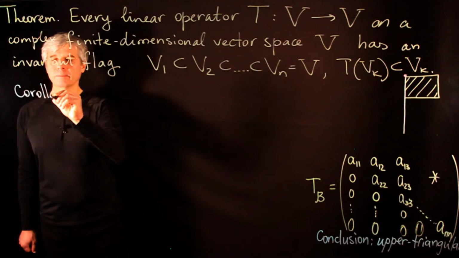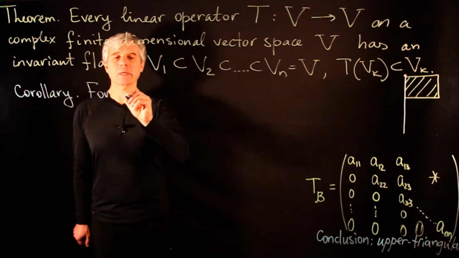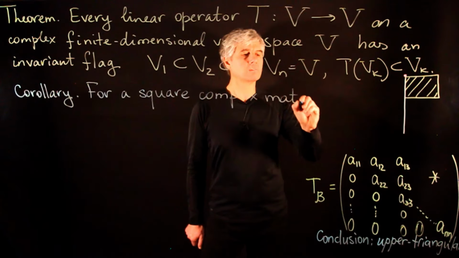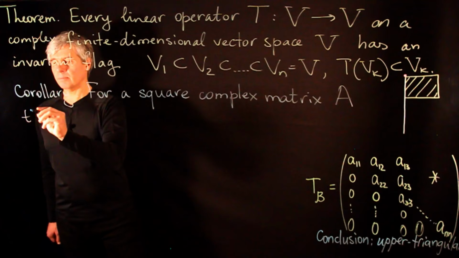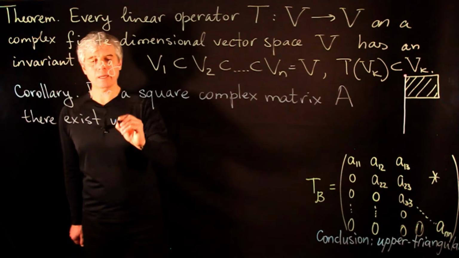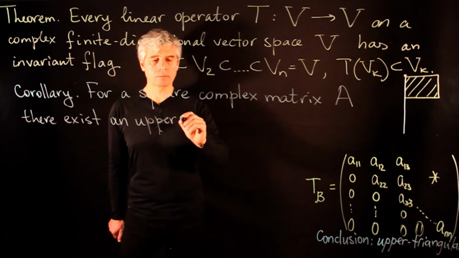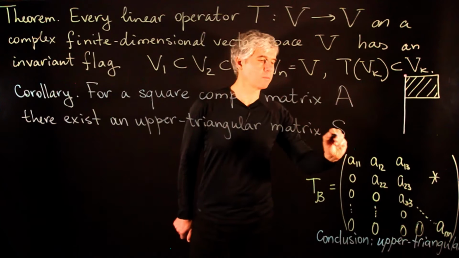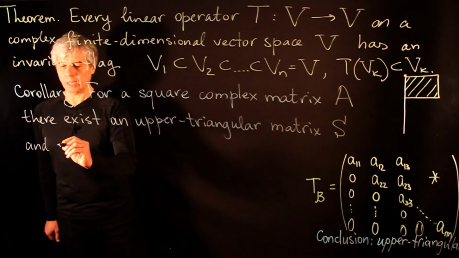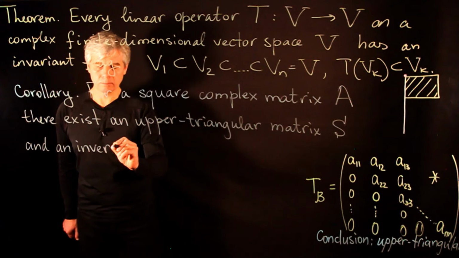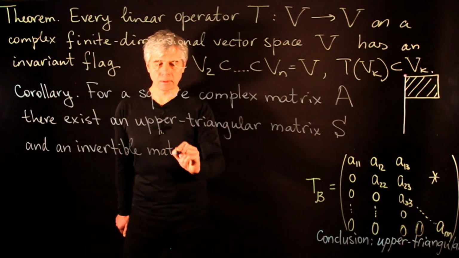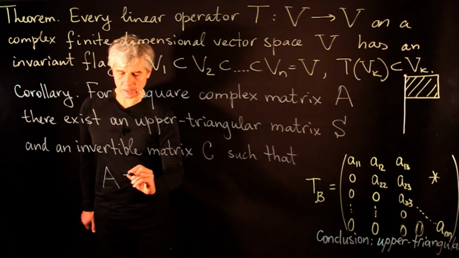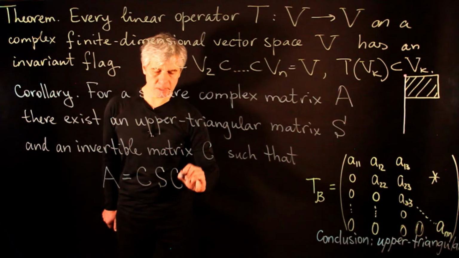We get the following corollary. For a square complex matrix A, there exists an upper triangular matrix S and an invertible matrix C such that A is equal to C times S times C inverse.